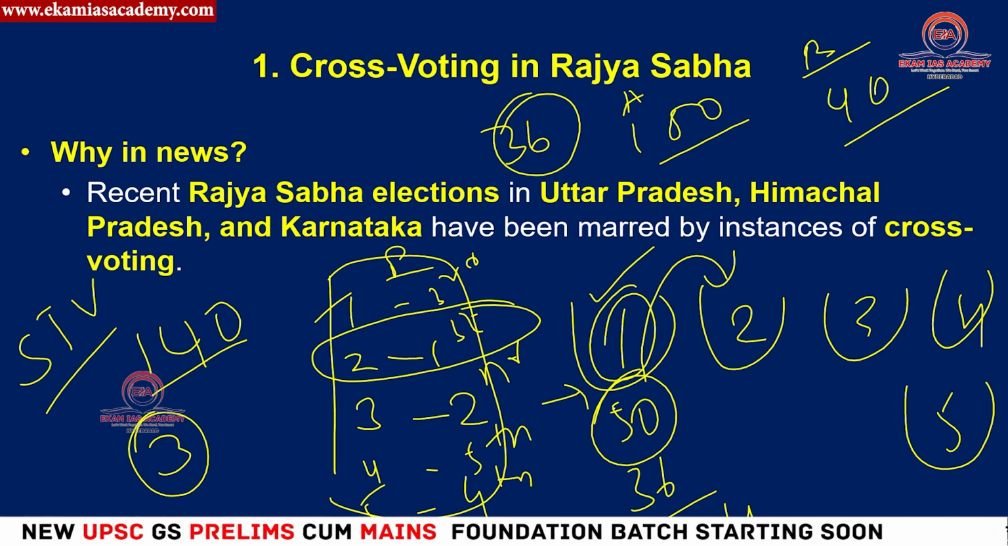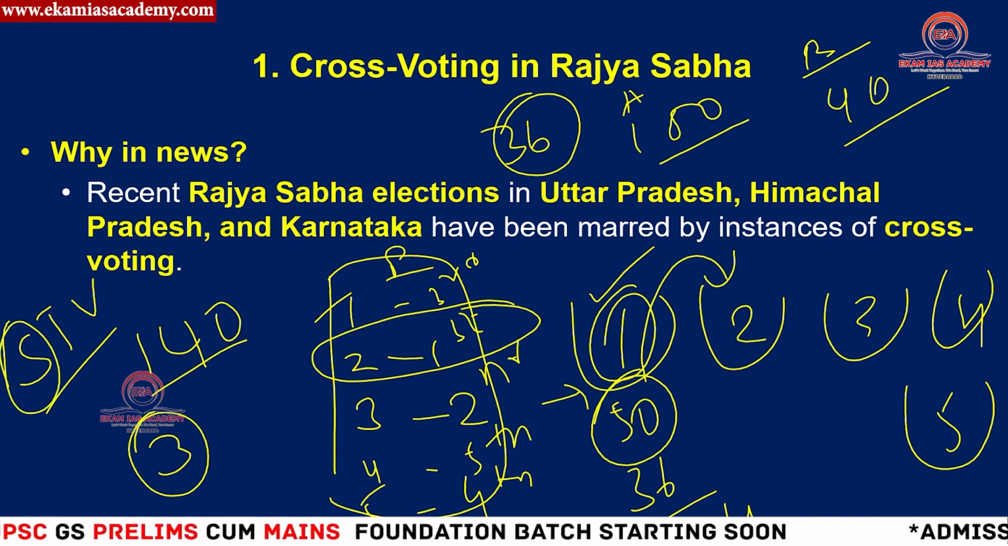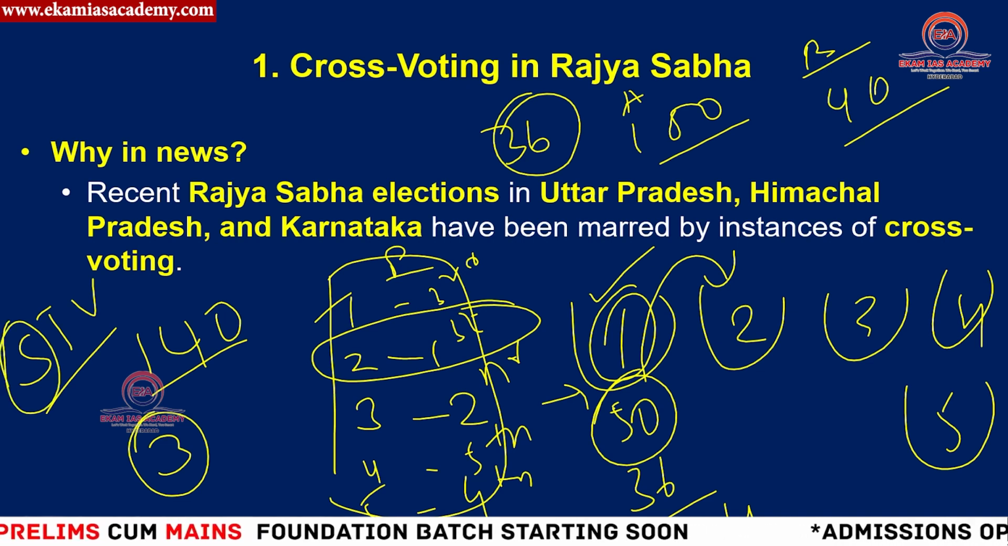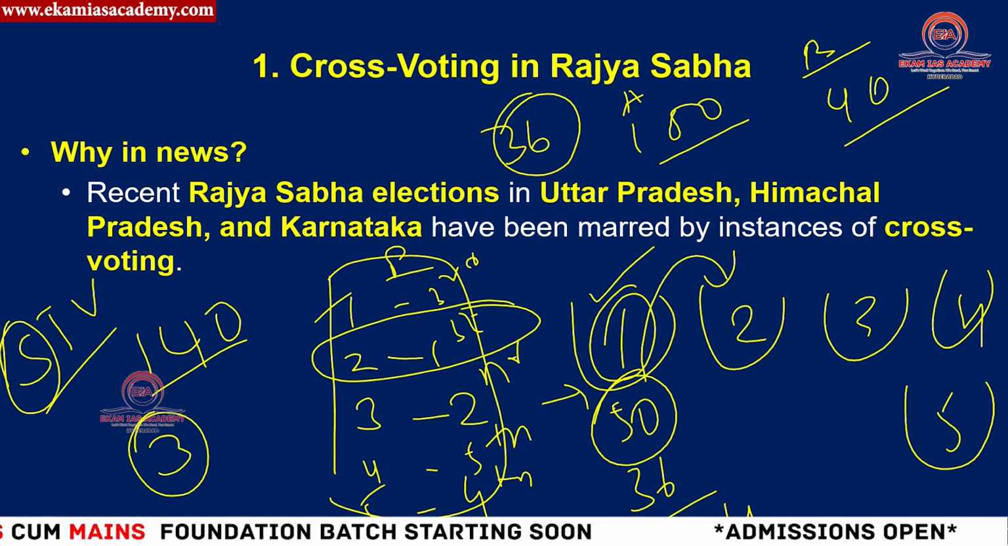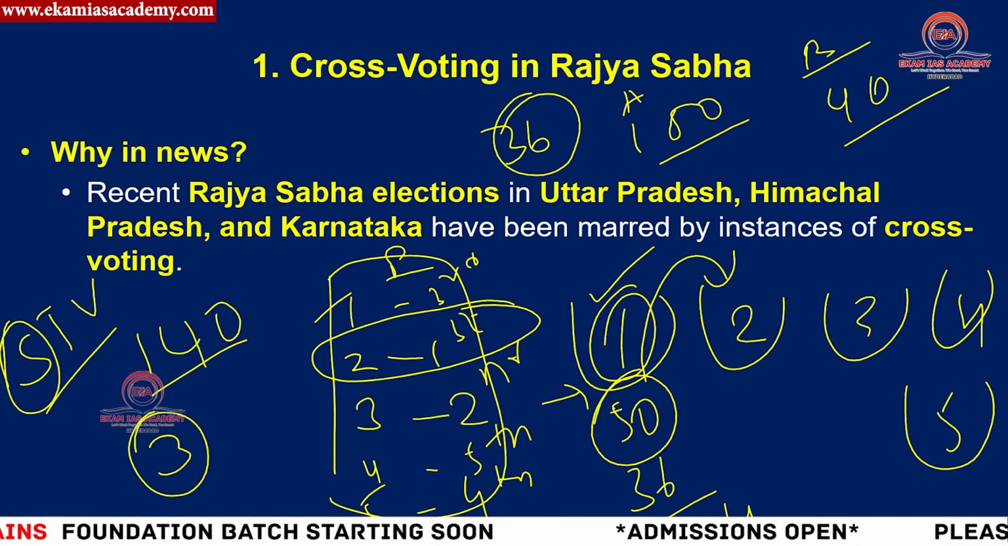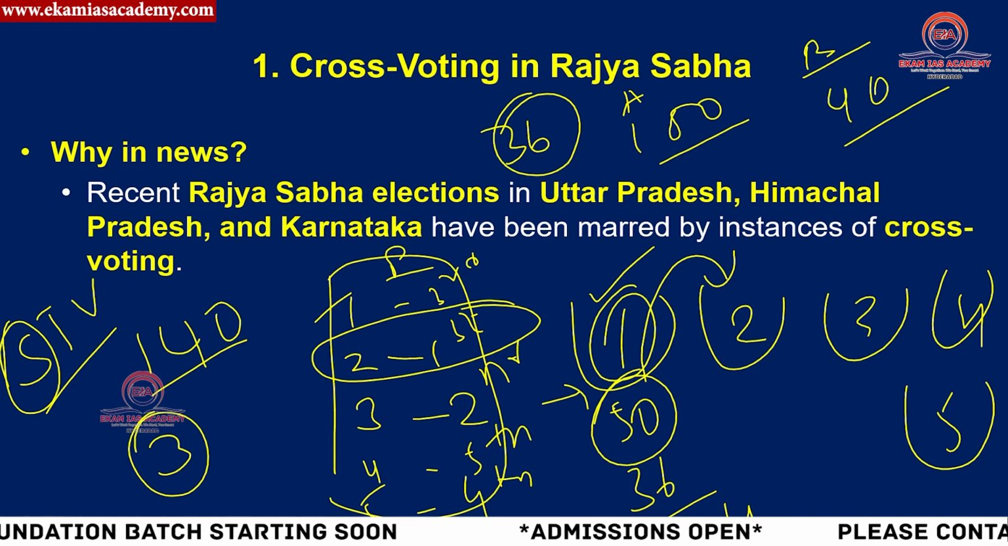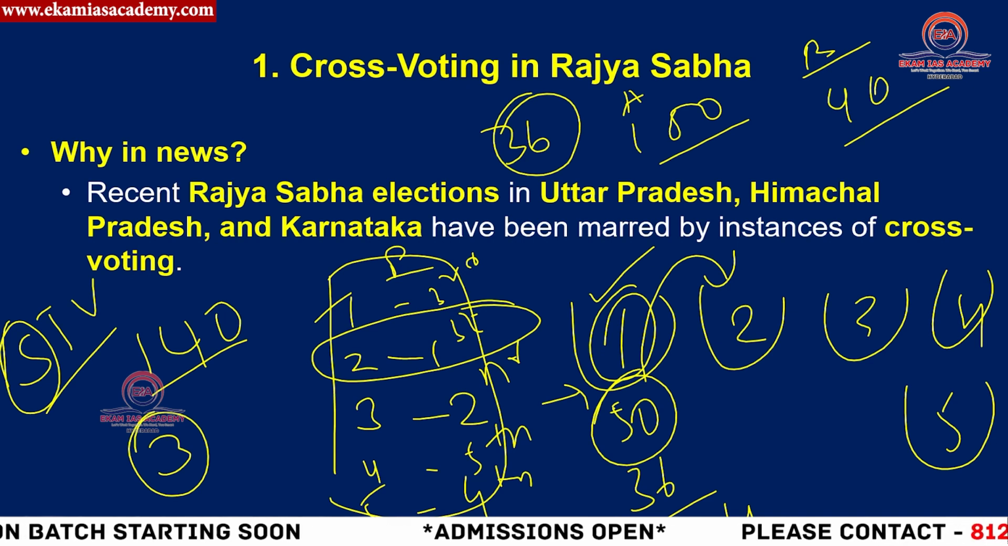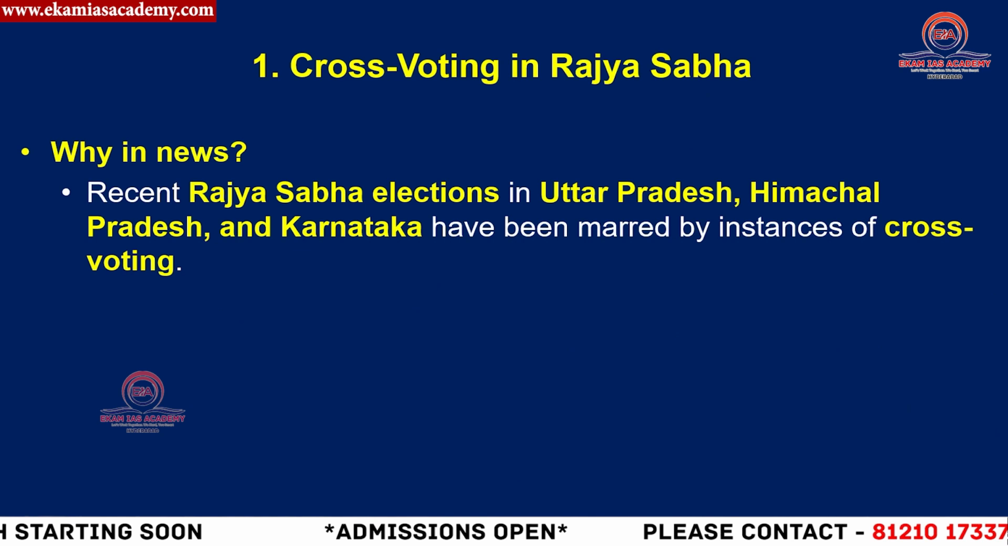That means here we are casting only one vote. Your vote is only one, but that vote is getting transferred. So that is what we consider as the single transferable vote. This is how the Rajya Sabha elections take place. Now we'll understand the present context.